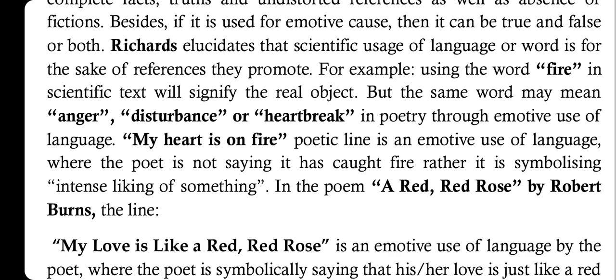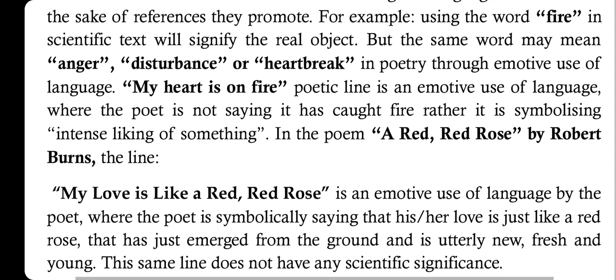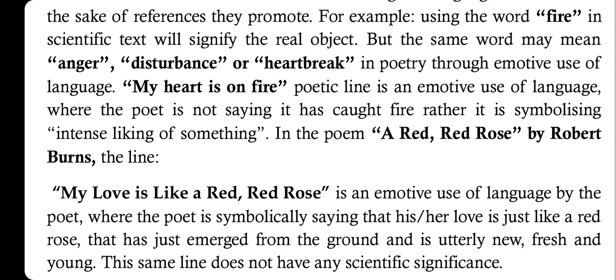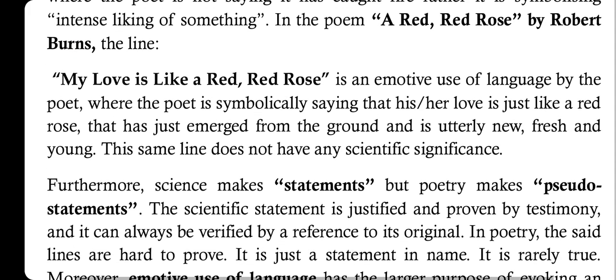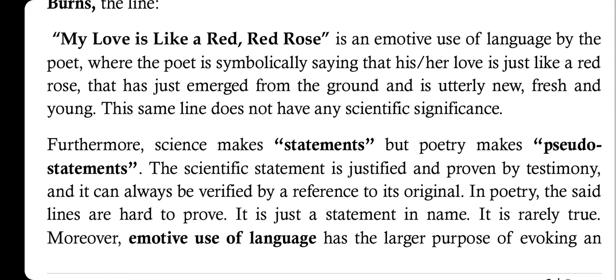If we take another example, a poem written by Robert Burns, the poem named A Red Red Rose. In this poem, the first line is, "My love is like a red red rose." Here, this is an emotive use of language by the poet, where the poet is symbolically saying that his or her love is just like a red rose that has just emerged from the ground and is utterly new, fresh, and young.